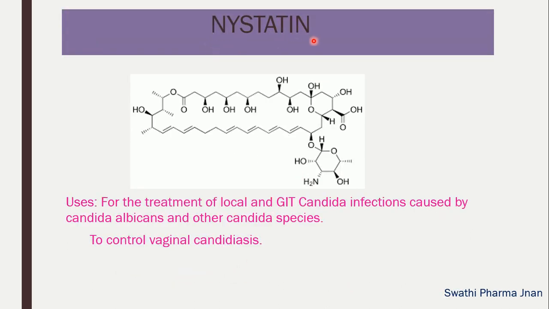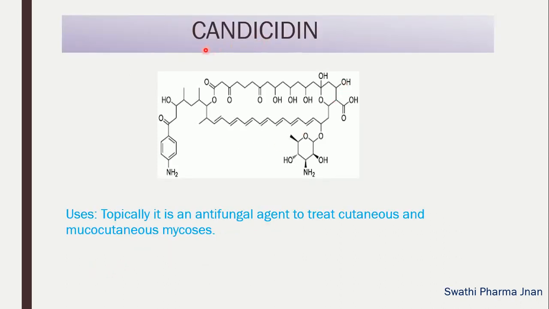Next structure is nystatin. Nystatin also contains crowns and downs, almost similar to natamycin and amphotericin. You count them and remember that. Then what are the substituents, and where all the substituents are attached, that you remember. It is used for the treatment of local and GIT candida infections caused by Candida albicans and other Candida species, and it is also used to control vaginal candidiasis.